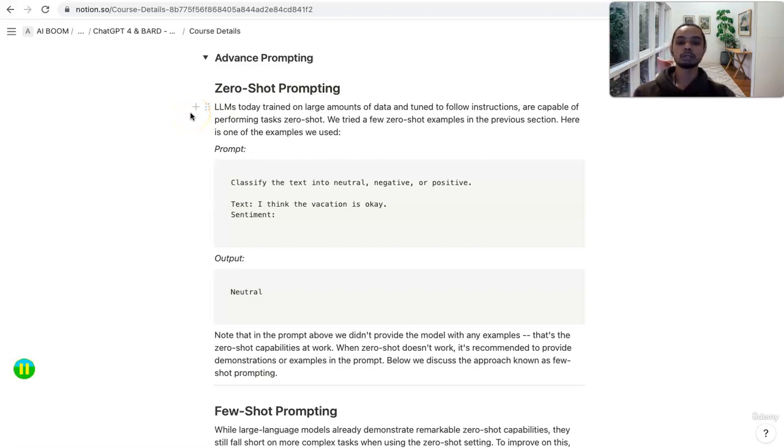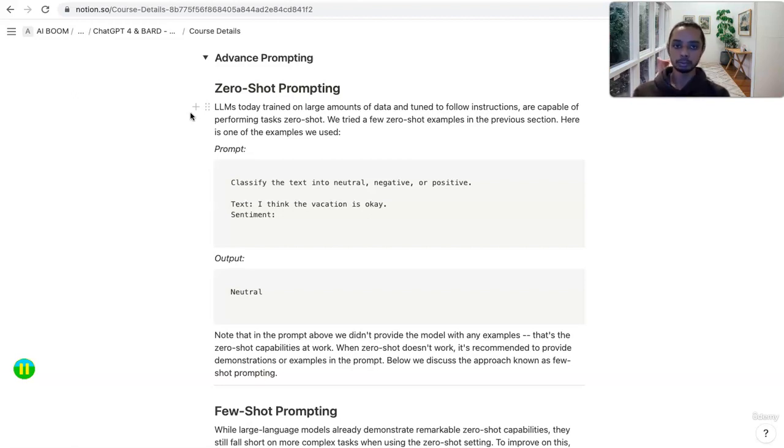Now let's talk about some of the more advanced prompting techniques. These are actually coming from OpenAI documentation. They have provided a few very good examples of different types of prompts that we can work with and how they work. So the first one is zero shot prompting, the second one is few shot prompting, and the third one is fine tuning. What is the idea behind each one?